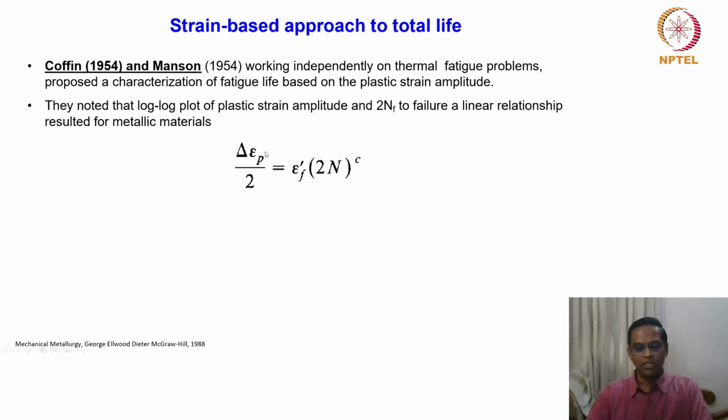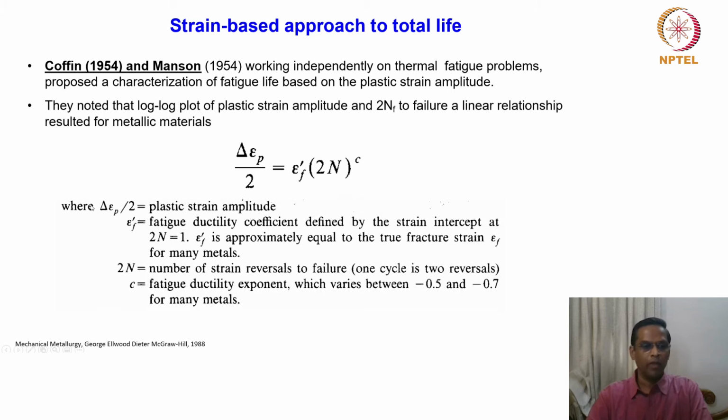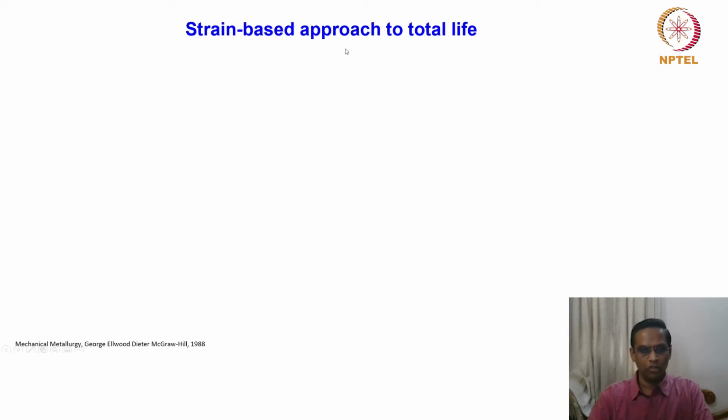Okay, so which is Δεp/2. This is the plastic strain amplitude, which is equal to εf' (2Nf)^c, where Δεp/2 is the plastic strain amplitude. εf' is the fatigue ductility coefficient defined by the strain intercept at 2Nf equal to 1. εf' is approximately equal to the true fracture strain, εf, for many metals. 2Nf is the number of strain reversals to failure. One cycle is 2 reversals. And c is the fatigue ductility exponent, which varies between minus 0.5 and minus 0.7 for many metals. So this is a very important relation as per the strain-based approach to total life.